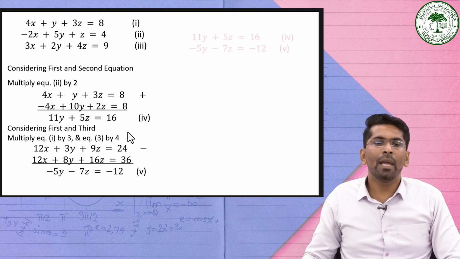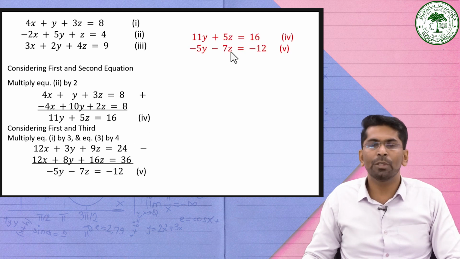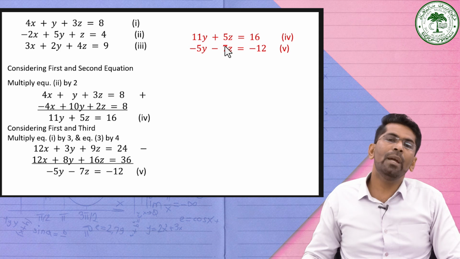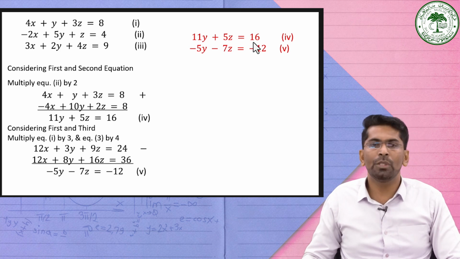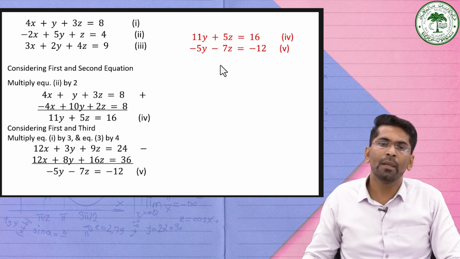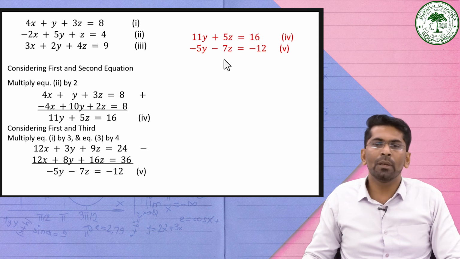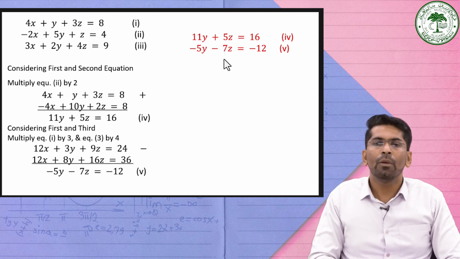So we have a simultaneous equation, equation number 4, which is 11y plus 5z is equal to 16, and minus 5y minus 7z is equal to minus 12, which is equation number 5. So we have simultaneous equations with 2 unknown variables and 2 equations. We can solve these either by the elimination method or by direct substitution. Here we are going to use the elimination method.